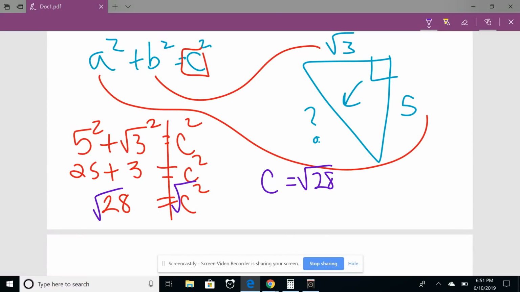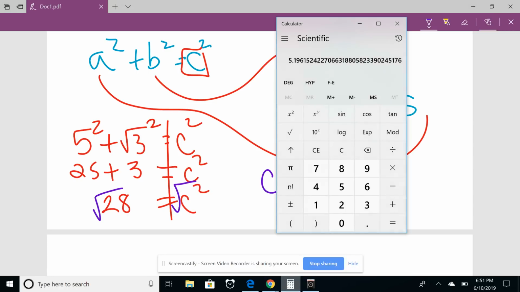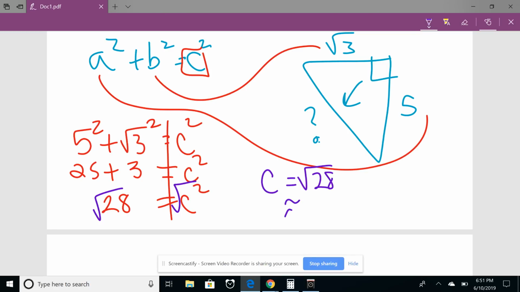Now, depending on the directions, they might ask you to round that to get a decimal, because see, it's not a perfect square. So they might say, okay, round it to the nearest 10th, round it to the nearest 100th. If I was rounding it to the nearest 10th, it would be 5.3.